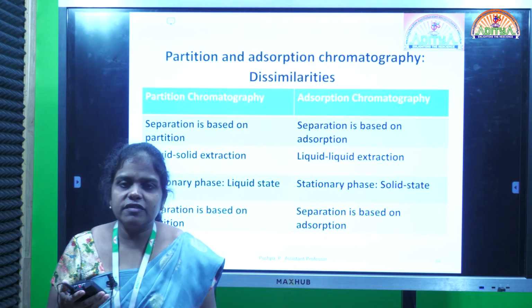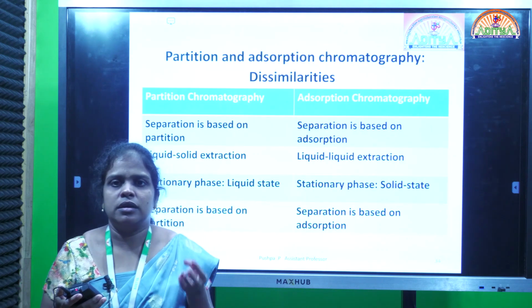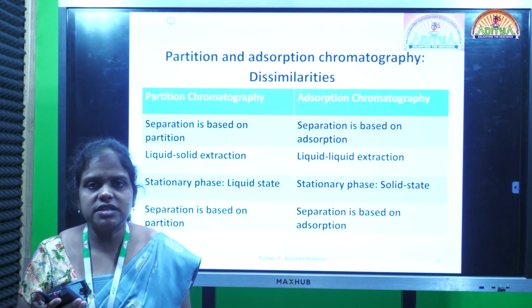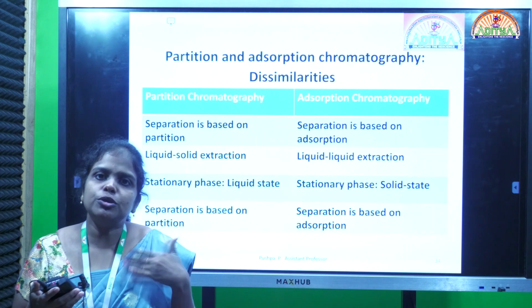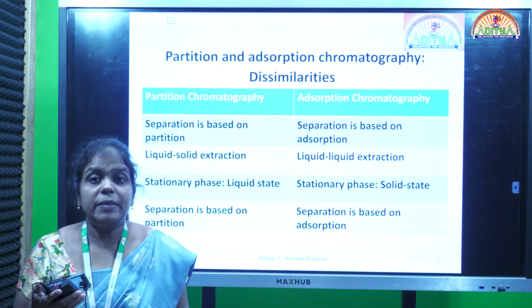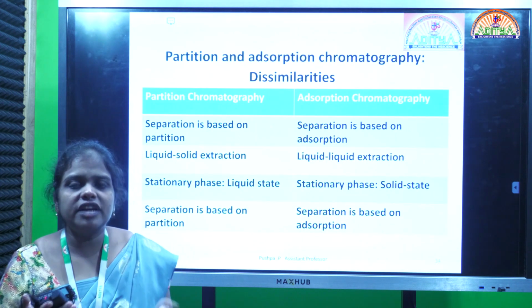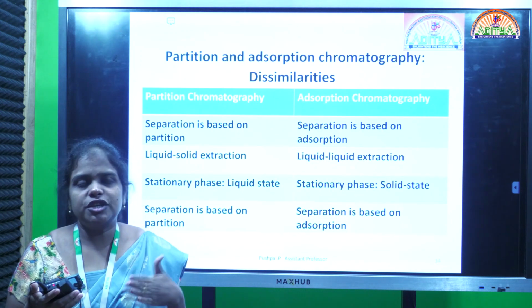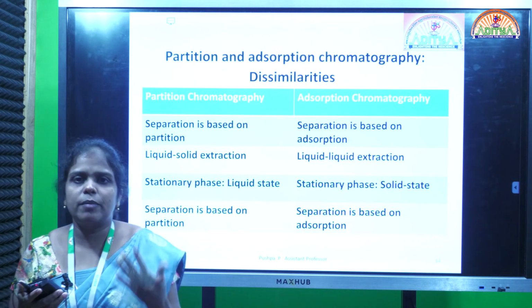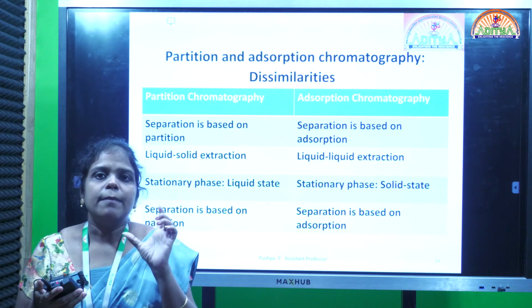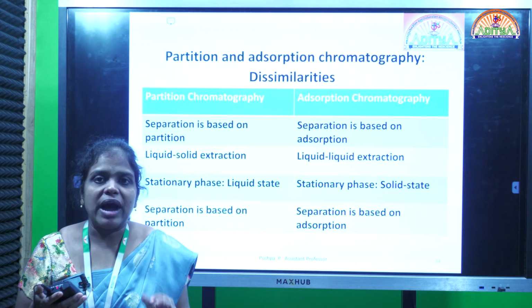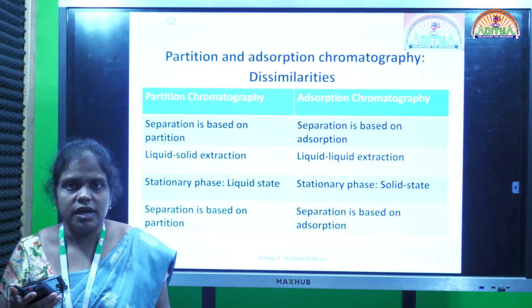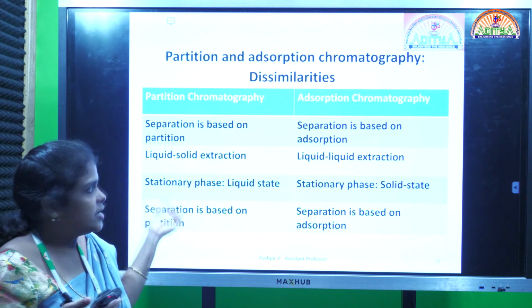If the component which is present in the paracetamol mixture has more solubility with the stationary phase, then it will partition into the stationary phase. So based on the solubility of the components present in the paracetamol, the components will be partitioned into either the stationary phase or the mobile phase. So the main principle which is happening here is partitioning of the components of the mixture based on the solubility. That is happening in partition chromatography.